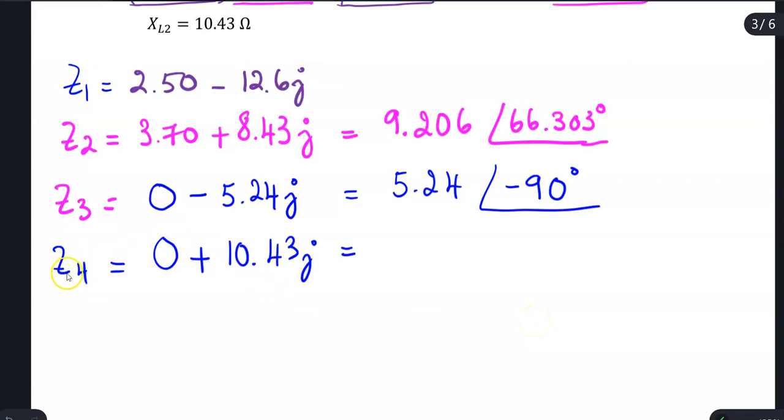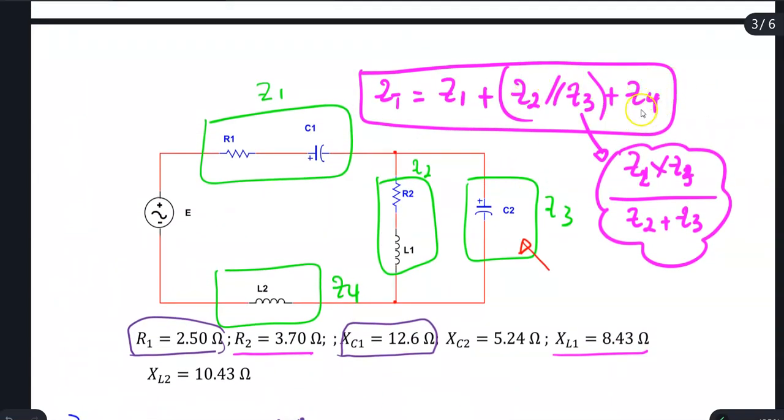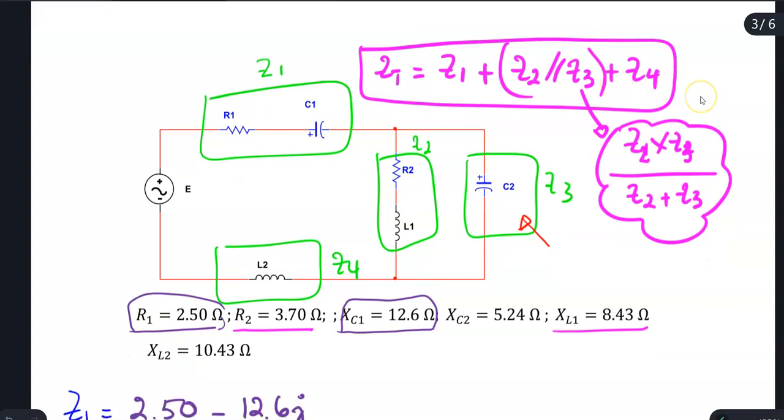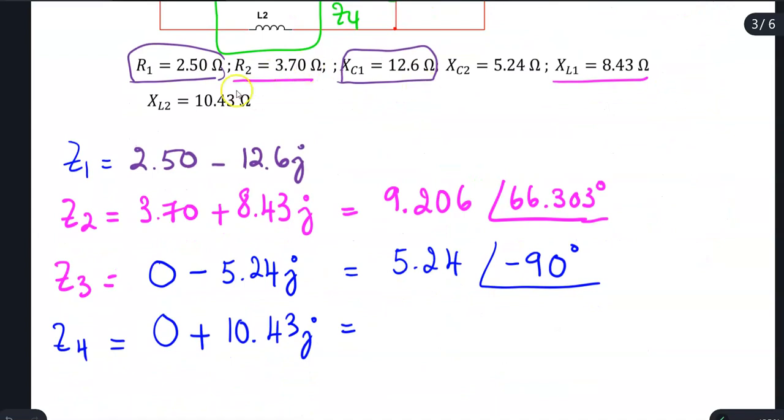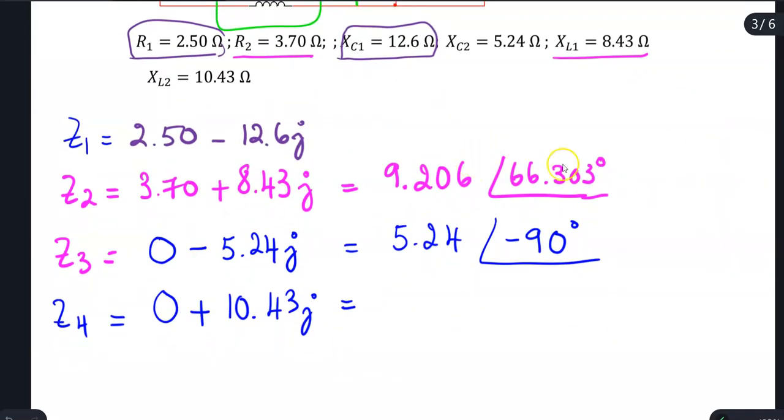So do I need to convert this Z4 into polar form? No, I don't have to, because the operation involving Z4 is the addition. Okay, so most of us, when we get Z1, immediately convert it to polar, and we do that with all of these impedances, but we don't have to. So the analysis tells us to eliminate some unnecessary calculation with the calculator. So this is very clear.